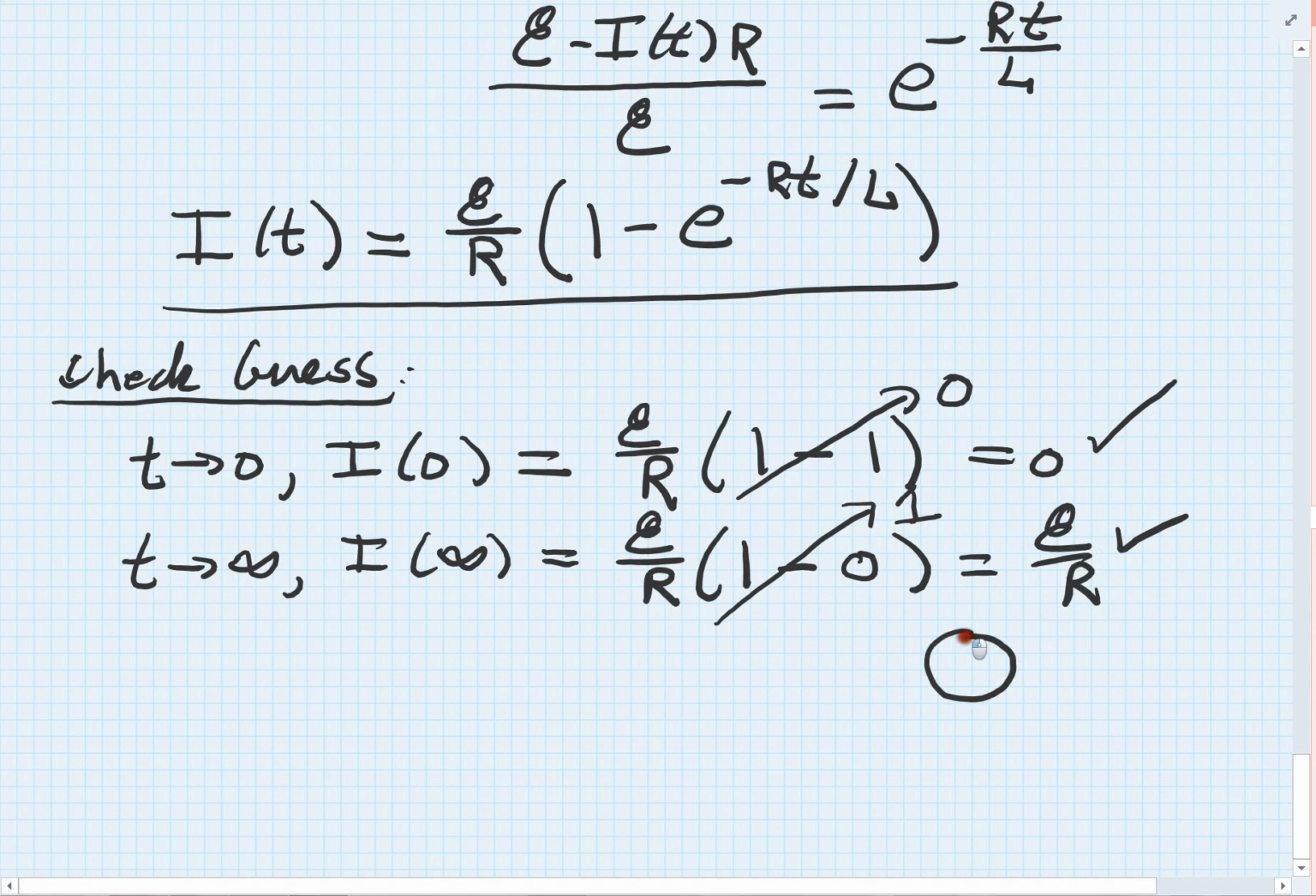So I think we can be very happy with our solution. I think this is definitely worth a happy professor symbol, because now we have a very clear idea of how to solve for the currents in standard LR type circuits.